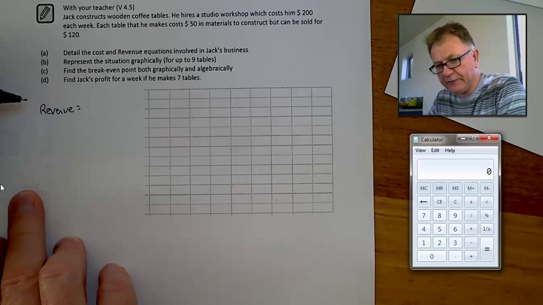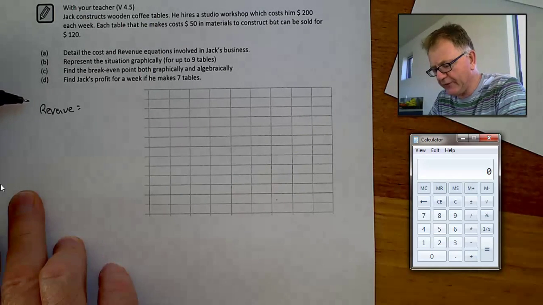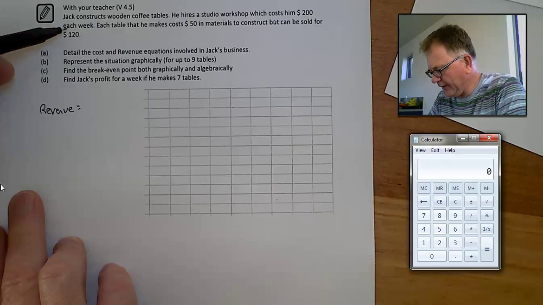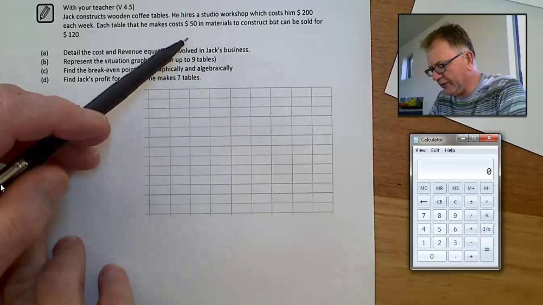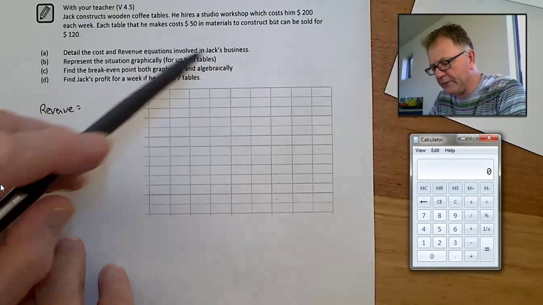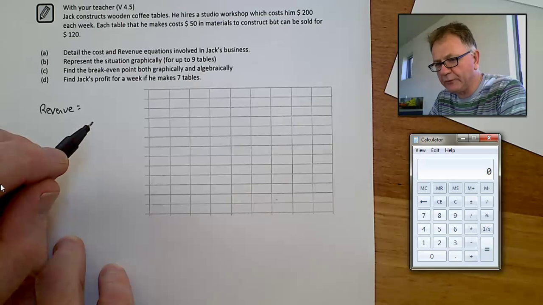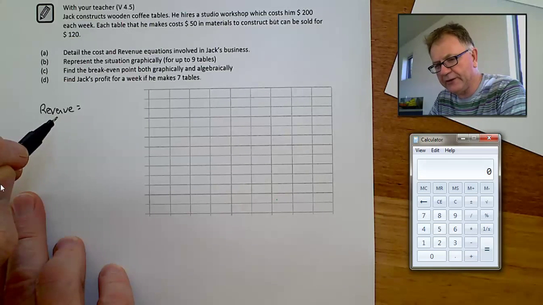Now, it's important to realise the difference between revenue and profit. Revenue isn't profit. Revenue is all the money that he gets back in before he's allowed for expenses. Now, if you read through here, it says he hires a workshop costing $200. Each table costs $50 in materials but can be sold for $120. And it's what he sells it for that's important in a revenue equation. He sells them for $120 each.